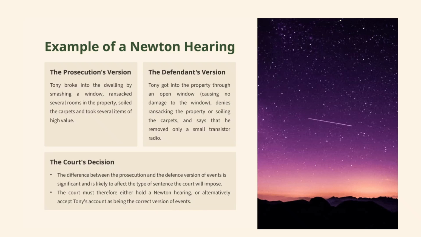The court's decision: the difference between the prosecution and defence version of events is significant and is likely to affect the type of sentence the court will impose. The court must therefore either hold a Newton hearing or alternatively accept Tony's account as being the correct version of events.